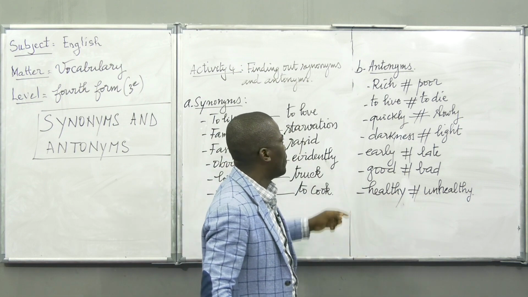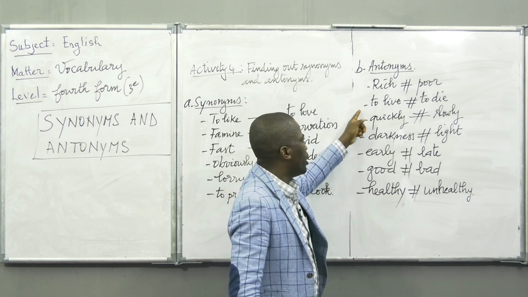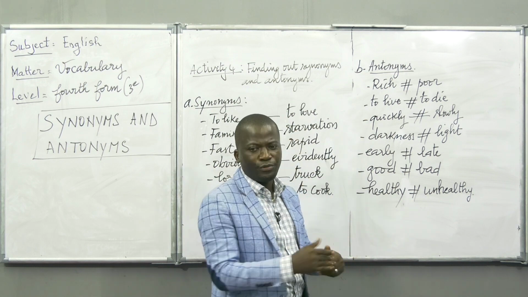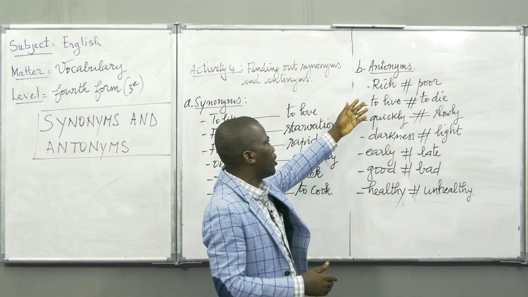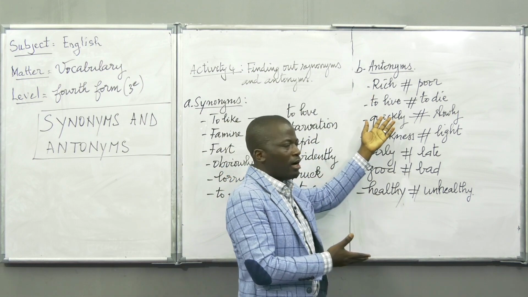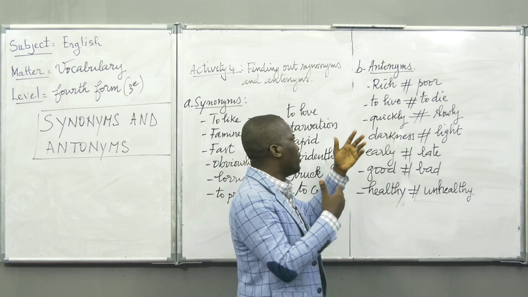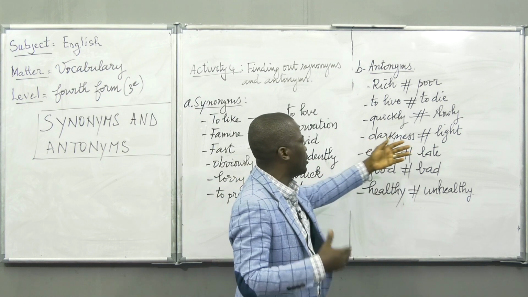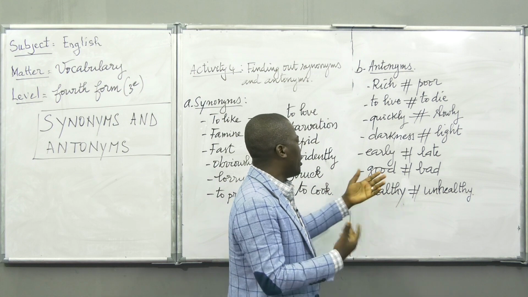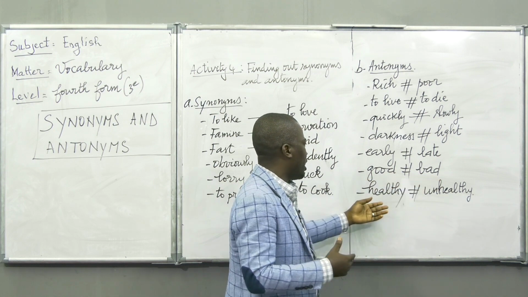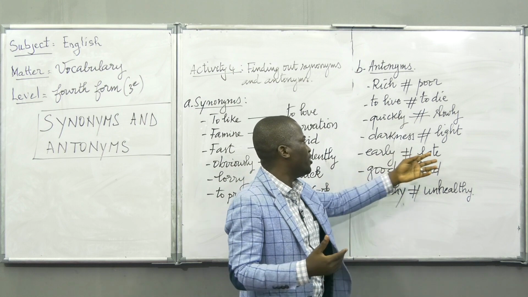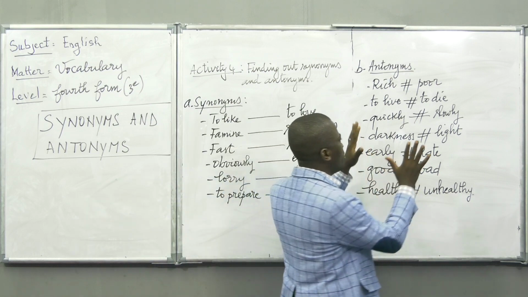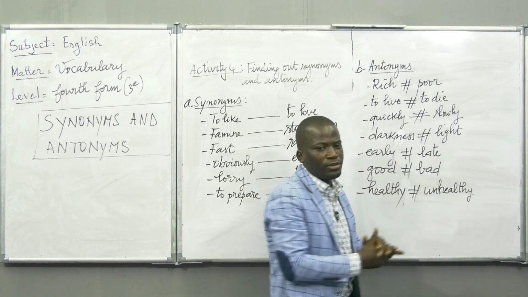Now, rich and poor are adjectives. Live and die are verbs. Quickly and slowly are adverbs. So it means that antonyms may also be verbs, adverbs, nouns like darkness and light, or adjectives, good and bad, healthy, early, late. So here we have some synonyms, and here we have some antonyms.